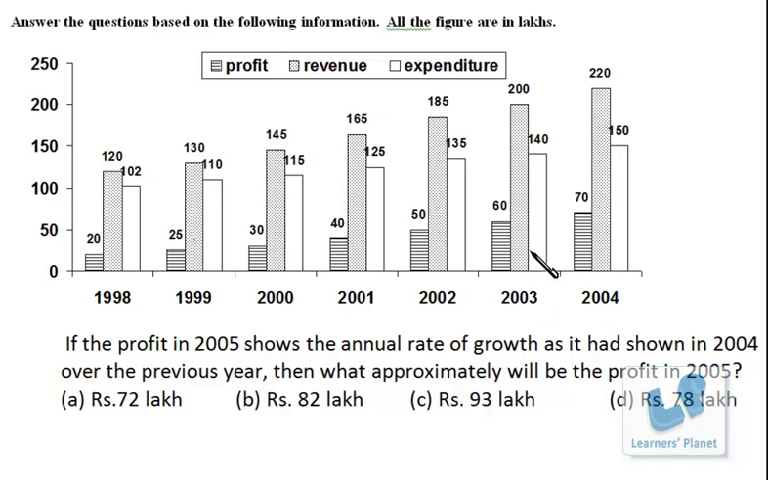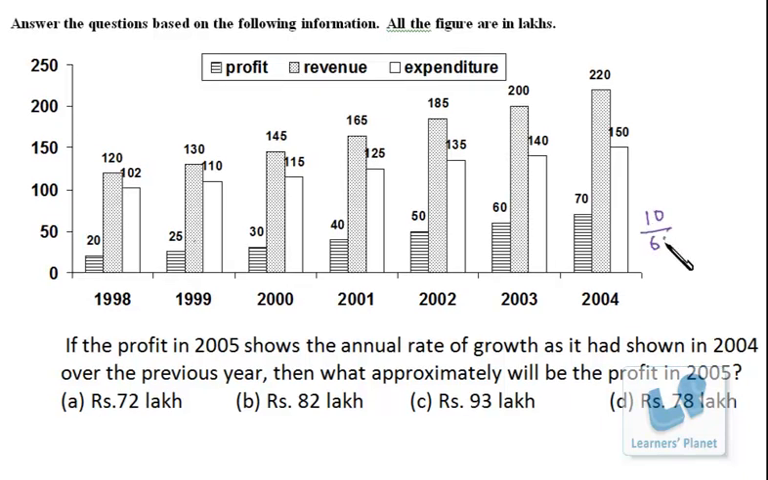So what was the profit in 2003? That is 60. And what was the profit in 2004? That is 70. So what was the growth? That is 10. And that 10 was growth over 60. So the growth percent is 10 by 60 into 100 if we talk in percent. Okay, so 10 by 60, or if we just take the fraction, it will be 1 by 6 only.